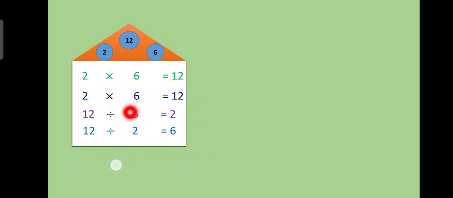This is the multiplication equation. In the division equation, we start with the big number. 12 divided by 6 equals 2. 12 divided by 2 equals 6. We have to remember, in a multiplication equation, we arrange small number by small number to give the big number, or the big number divided by a small number in a division equation to give a small number. Again, in multiplication equation, we arrange them small, small, big. In division, big, small, small.